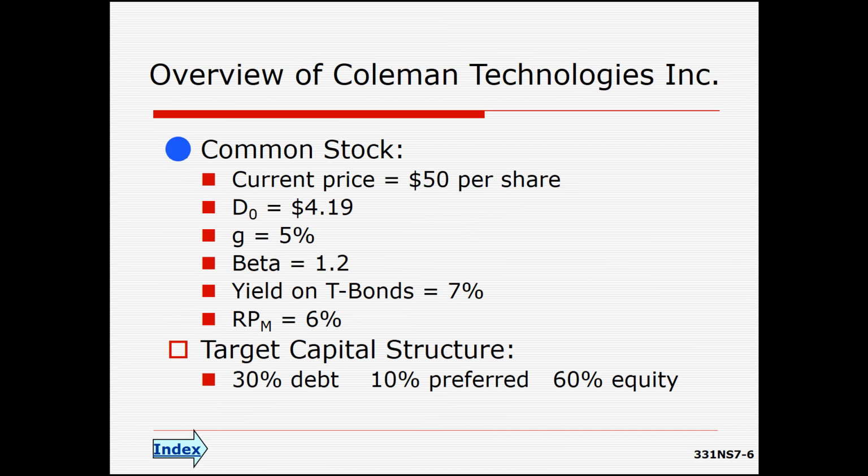Coleman's common stock is selling for $50 a share. The last dividend was $4.19, and Coleman expects the dividend to grow at a constant 5% forever. Coleman stock has a beta of 1.2. The current yield on Treasury bonds is 7%. The market risk premium is estimated to be 6%. Coleman's target capital structure is 30% debt, 10% preferred, and 60% common equity.